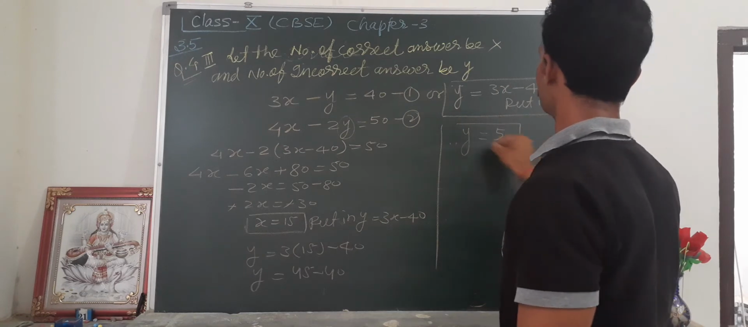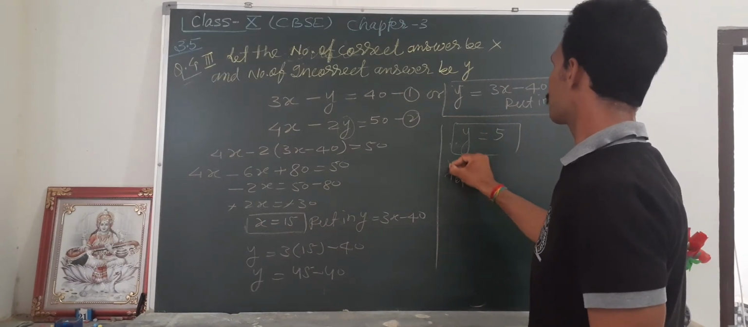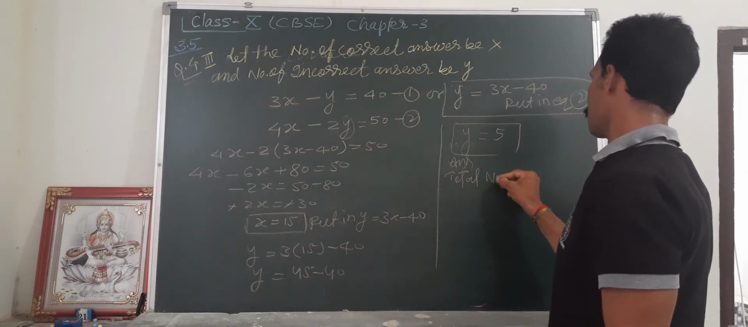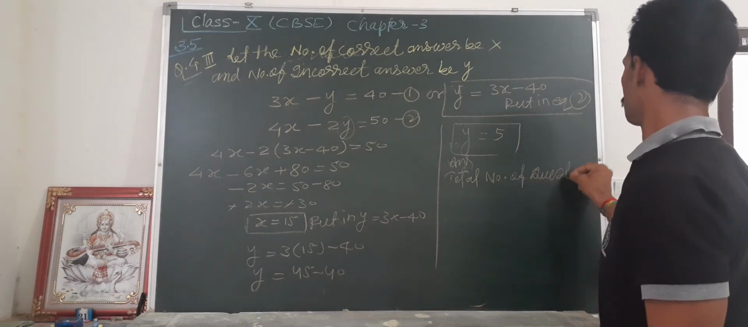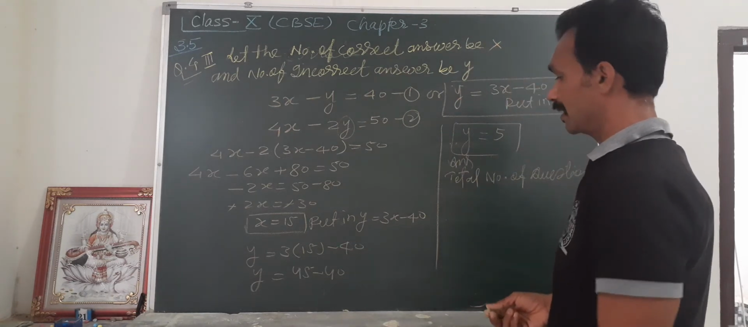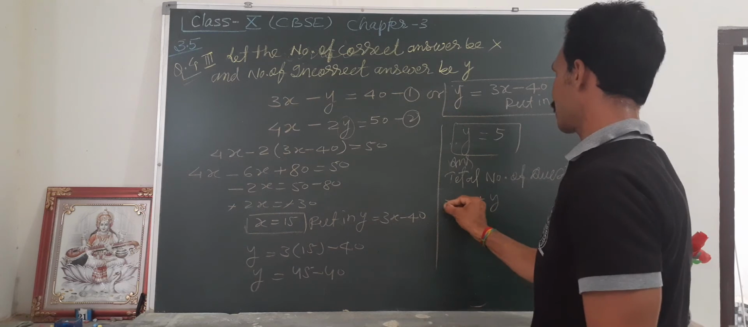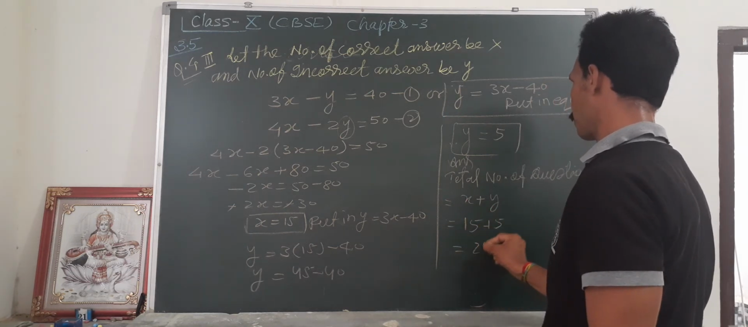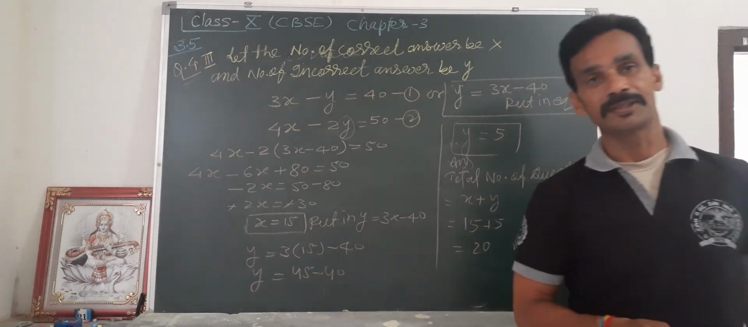Right? So the total number of questions equals the total answers, correct answers x plus incorrect answers y. Here x is 15 and y is 5, so the total number of questions equals 20. This is your answer. Okay, understood? Bye.